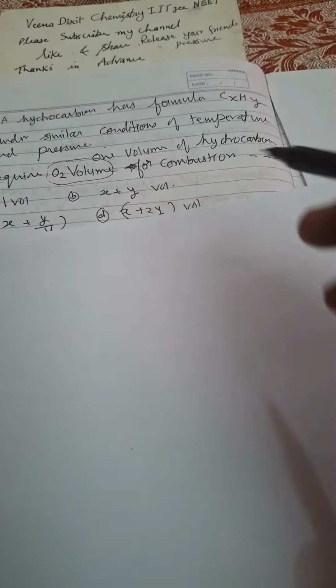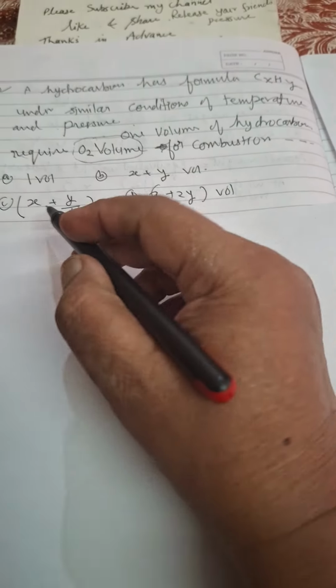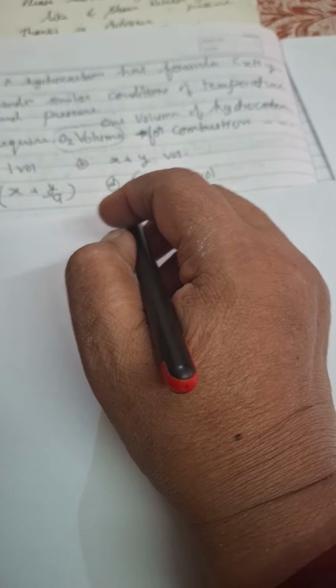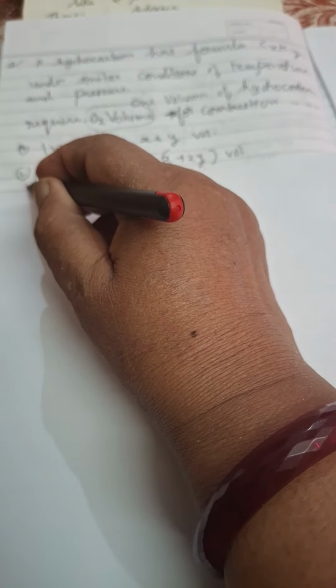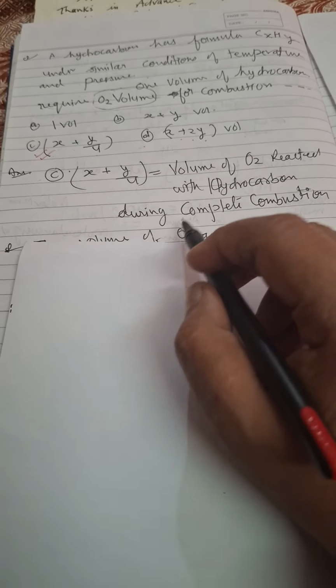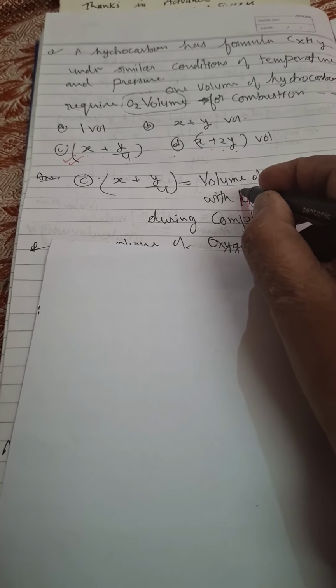Very important, very tricky question. So they have given options to you: A is one volume, B is x plus y volume, C is x plus y by 4, and D is x plus 2y volume. So you have to think about it. For this hydrocarbon, actually this is the standard formula: x plus y by 4 volume of oxygen reacts with the hydrocarbon during complete combustion. Clear? This is hydrocarbon.